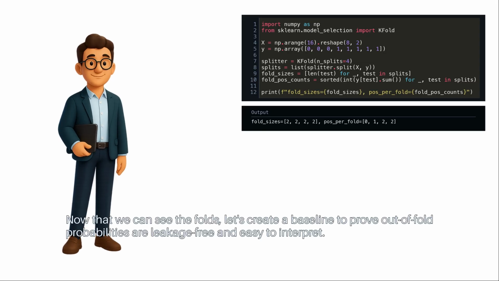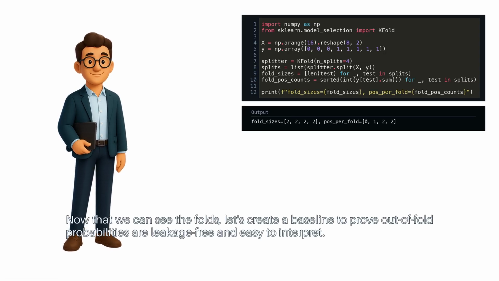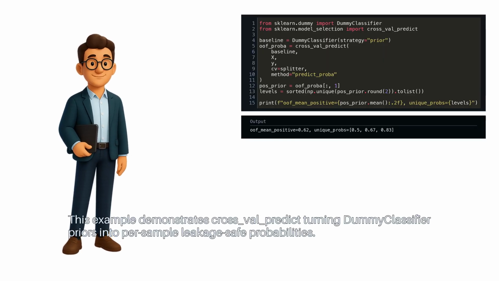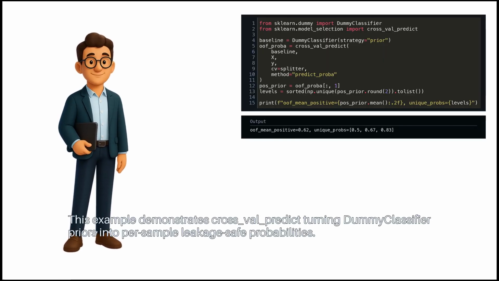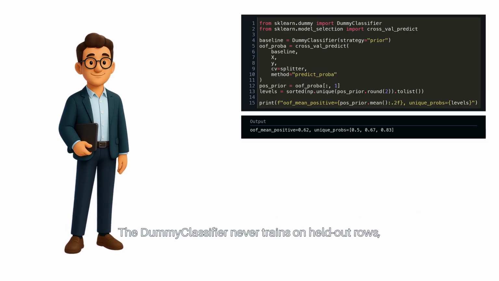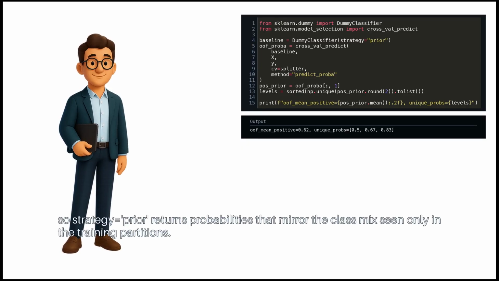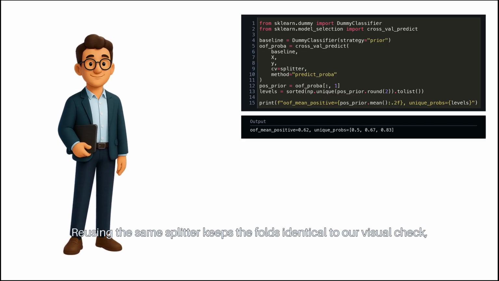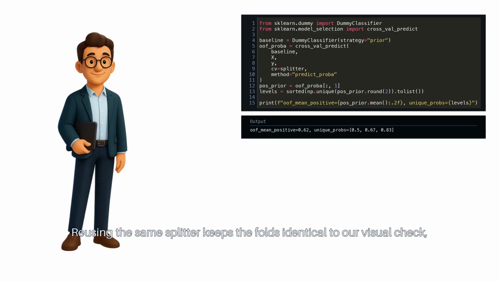Now that we can see the folds, let's create a baseline to prove out-of-fold probabilities are leakage-free and easy to interpret. This example demonstrates cross_val_predict, turning DummyClassifier priors into per-sample leakage-safe probabilities. The DummyClassifier never trains on held-out rows, so strategy equal prior returns probabilities that mirror the class mix seen only in the training partitions. Reusing the same splitter keeps the folds identical to our visual check.